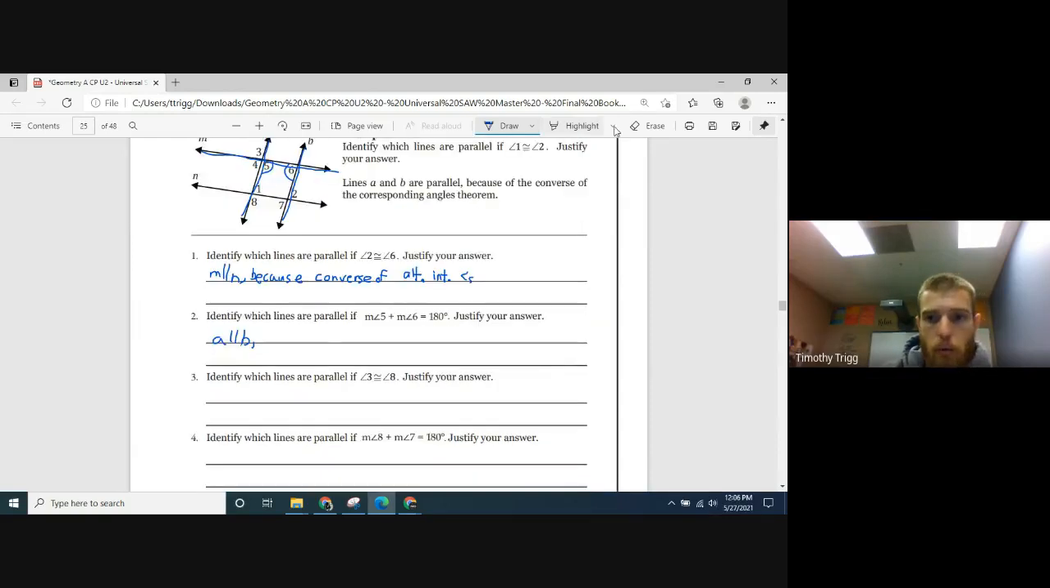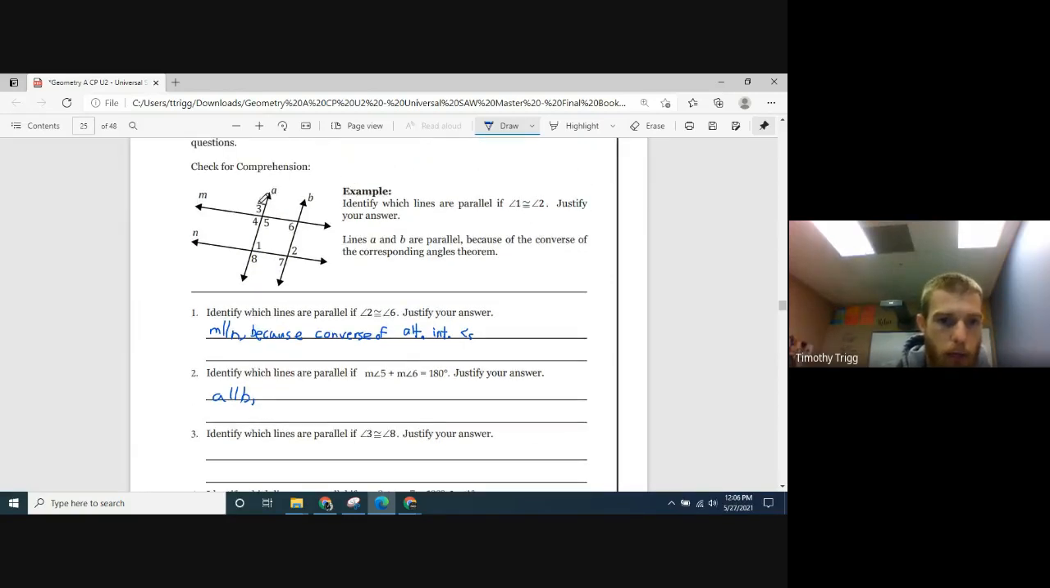All right, next one. Everything I write, you write, as well as everything that I say you need to write, okay? Angle 3 is congruent to angle 8. So angle 3 and angle 8. Well, which lines are involved here? Well, A is involved, clearly. M is involved with angle 3, and N is involved with angle 8. So when I look at this, out of the 3 lines involved, which ones are parallel?